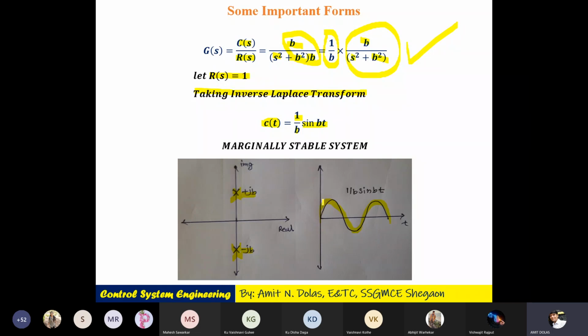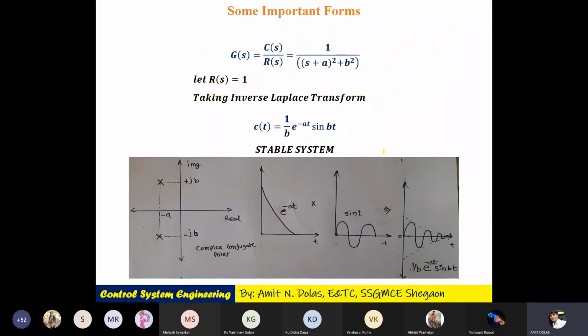But if you compute the area, the area is unbounded. The area goes towards infinity, over a long period of time. You cannot compute the area. That's why it is a marginally stable system. Let's move to the next.